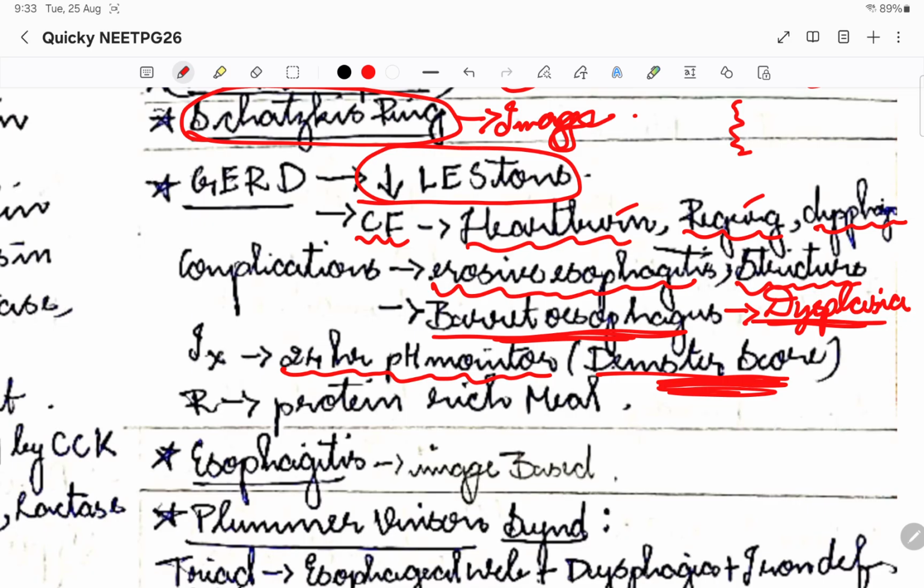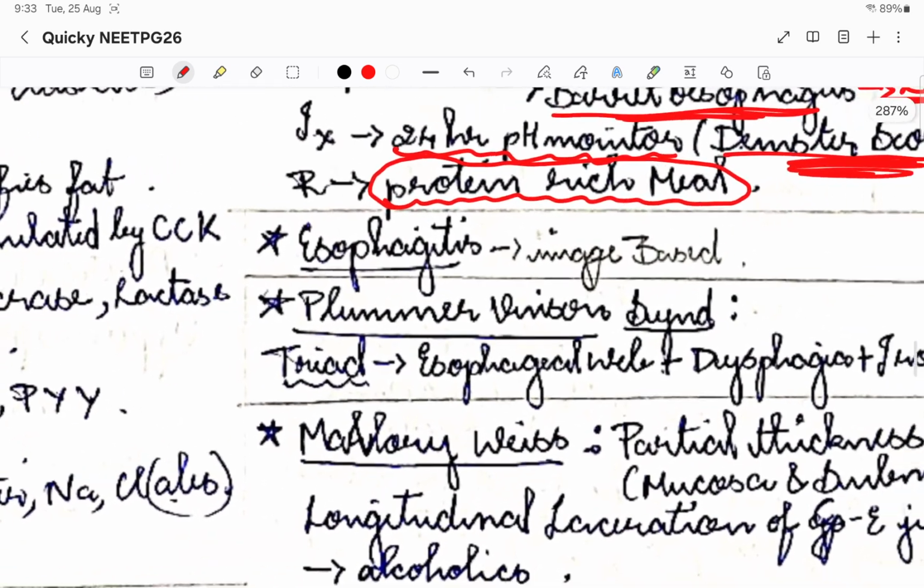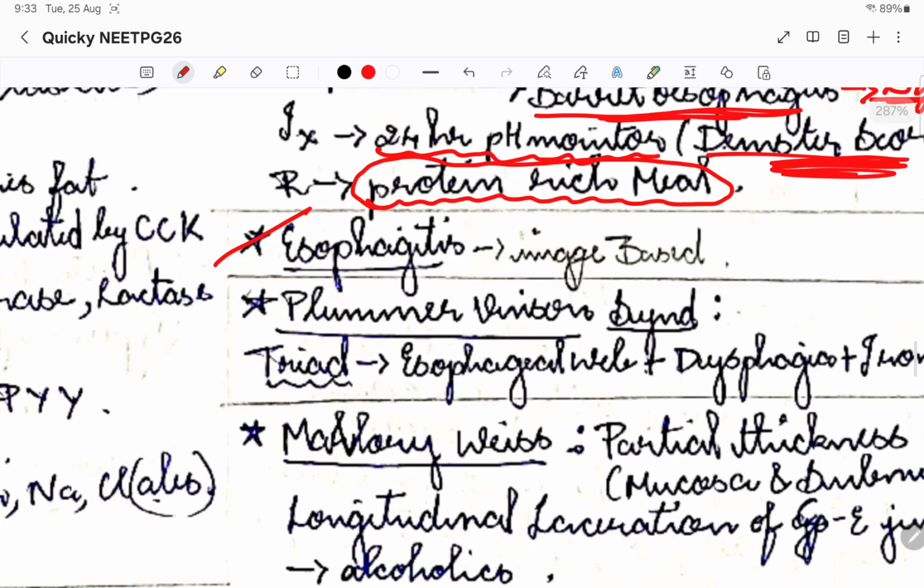What will be the treatment? So before the specific management, the basic first treatment will be a protein rich meal. So a protein rich meal will reduce the acid secretion. So that is how GERD can be treated before the specific management, okay. Then coming to esophagitis, there are different kinds of esophagitis. Please go and see the image based identification of each of the esophagitis, okay.